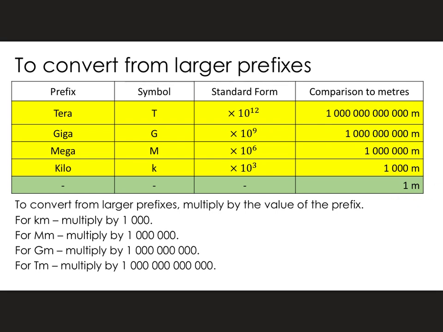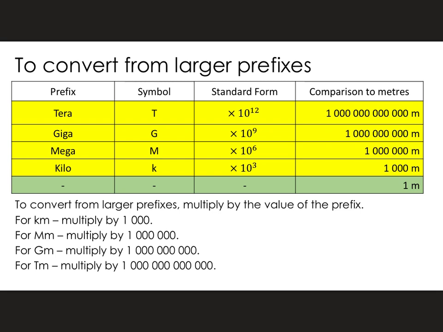So if I have a value in kilometers, I can multiply by 1,000. If you're happy with standard form, that's times 10 to the 3. Megameters, I multiply by 1,000,000, or times 10 to the 6. If I have gigameters, I multiply by 1,000 million, or times 10 to the 9.